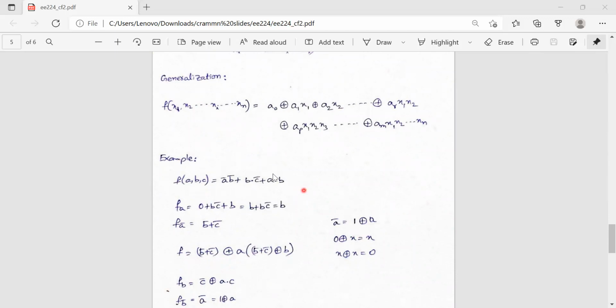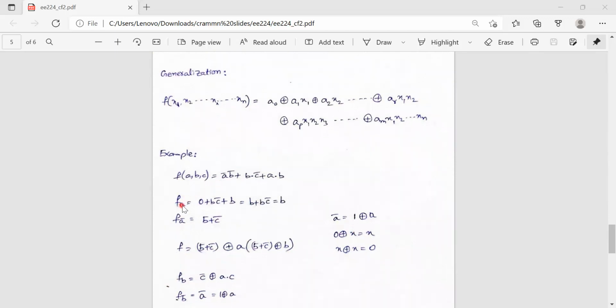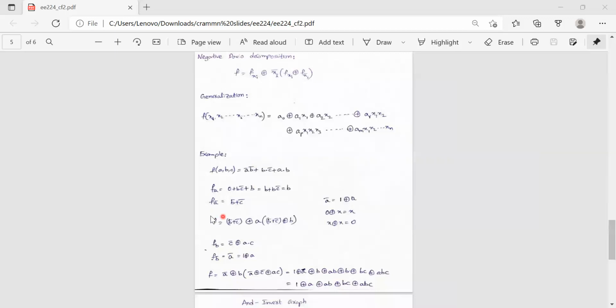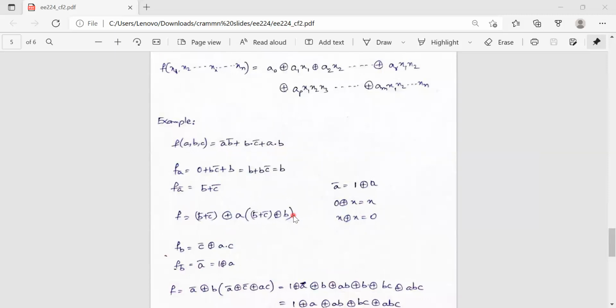This is f of x with the 3 variables a, b, c. We can find fa by substituting a equal to 1, and we can find fa bar by substituting a equal to 0. We simplify this and we will get the functions, and we can use the positive or negative decomposition of f. We can simplify this to this. These XOR identities can be used in this simplification of the Reed-Muller representation.